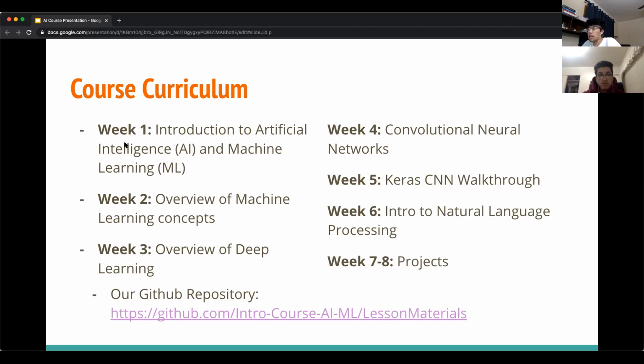In week 3, we'll really get into deep learning, and we'll talk about what deep learning is, how deep learning works, and the importance of it. And then week 4, we'll talk about convolutional neural networks, which are a type of neural network in deep learning. So we'll learn about the theory and the concepts behind that. And then week 5, we'll actually code a neural network in Keras, which is a machine learning library in Python. And then lastly, in the last week, we'll introduce natural language processing, which is another field of machine learning.